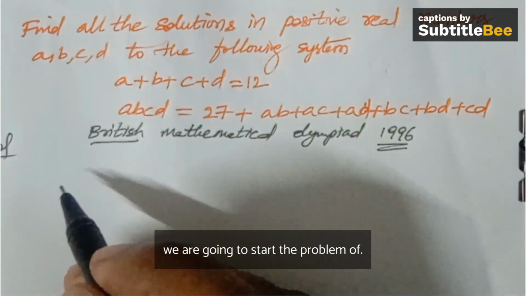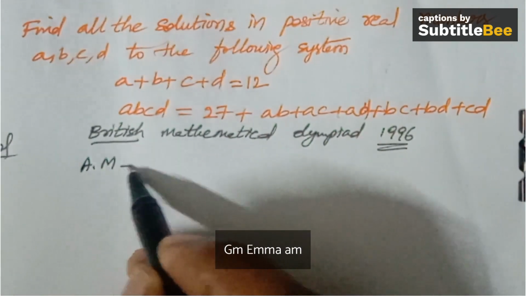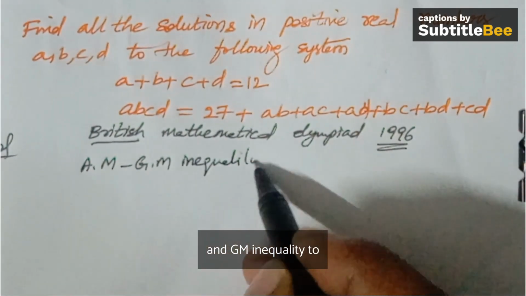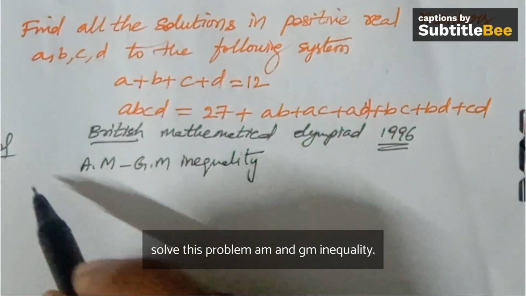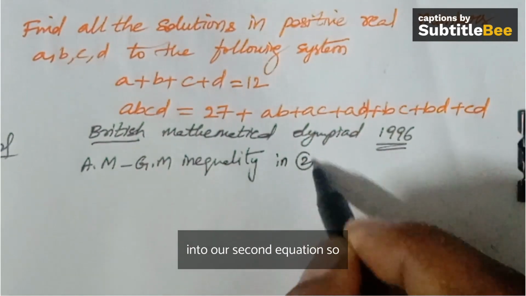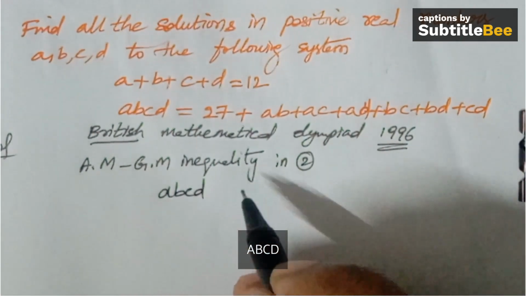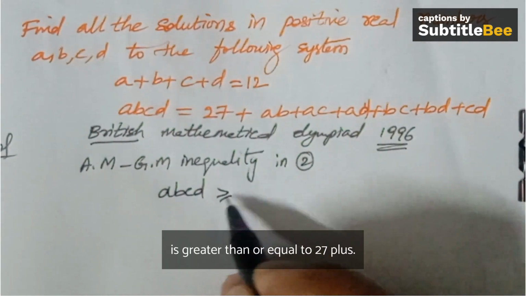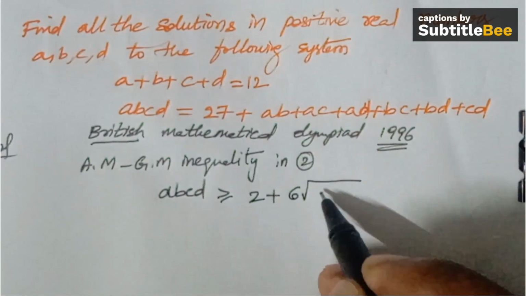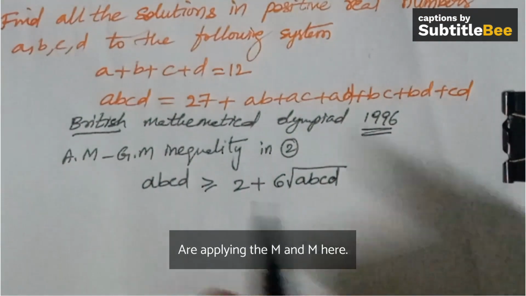Okay, we are going to start the problem. So here in this problem we are going to use the AM-GM inequality to solve this problem. We are applying the AM-GM inequality to our second equation. So ABCD is greater than or equal to 27 plus 6 root of ABCD.